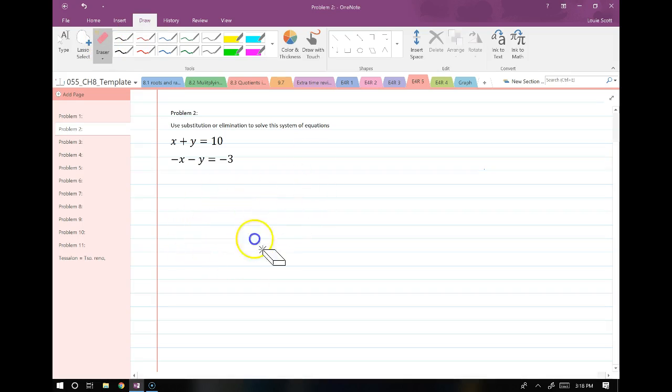Yeah, this is an interesting example. So you did yours with substitution, right? Yes, sir. So if you take a look at this, we can see our additive opposites are there. Positive x, negative x. Positive y, negative y. So we add vertically, everything goes away, and we get 0 equals 7, right? Yeah, and you'll come up with different answers that just are not true. But when you do that, and everything cancels, and you get a non-true statement, you can just say no solutions.